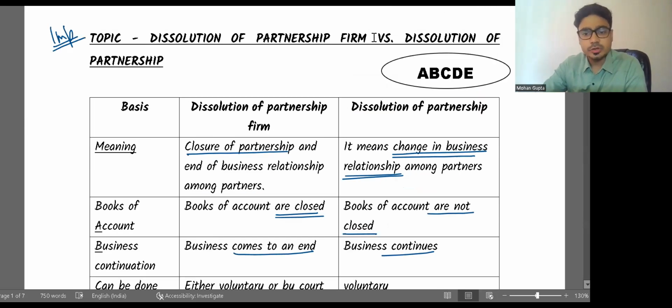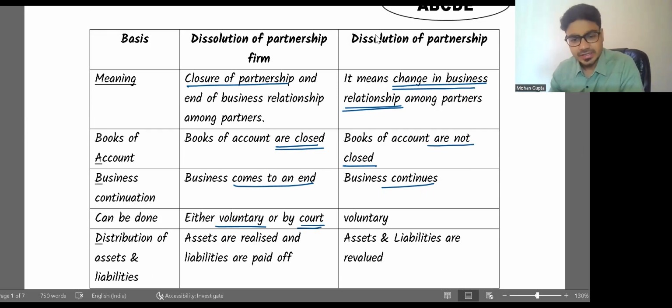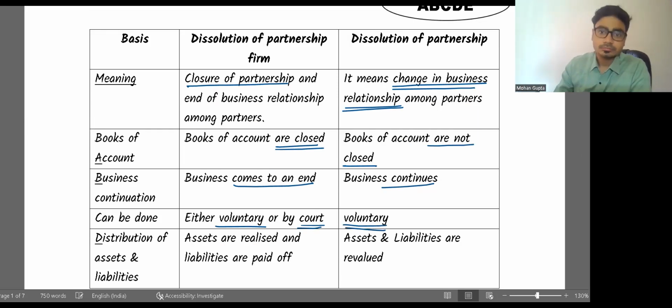But dissolution of partnership basically means change in partnership. It is voluntary. It is done by partners. Court will never say that this business is not doing well, so he should admit this partner. Court does not say that. It is the will of the partners to change the business they want to. Did you understand this point? So dissolution of partnership firm can be done by partners or by the court, but dissolution of partnership is done mostly by partners.